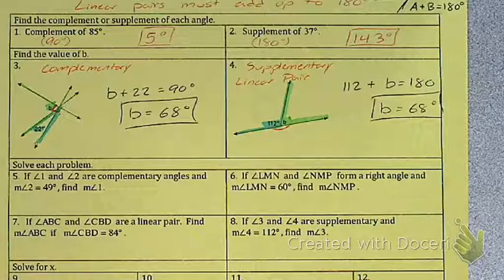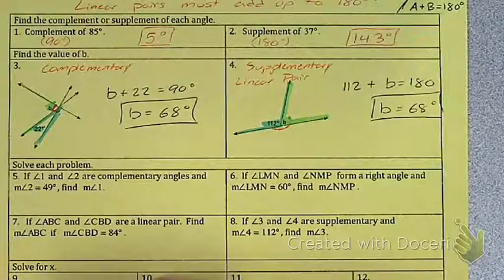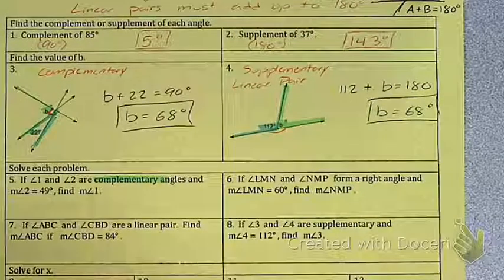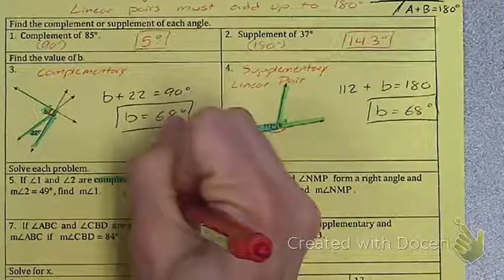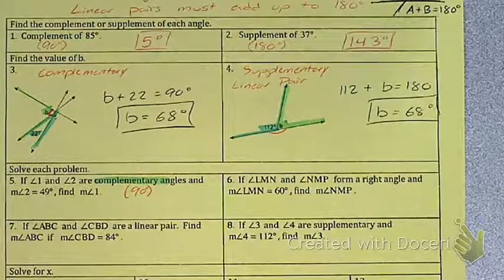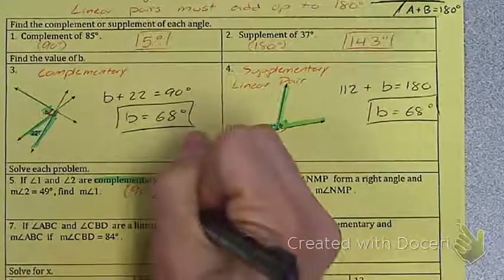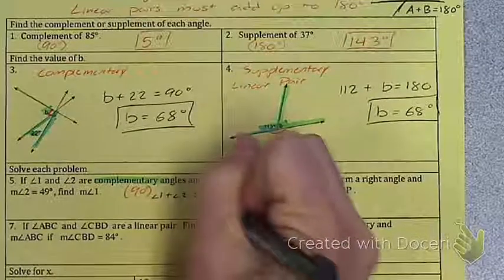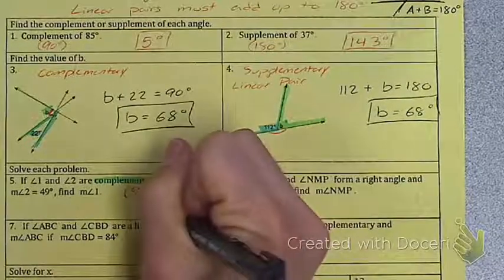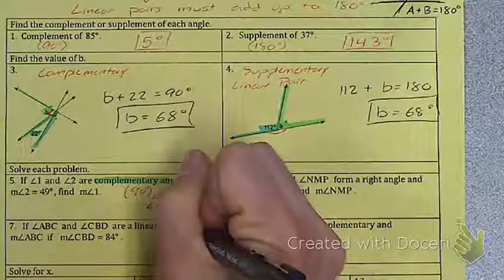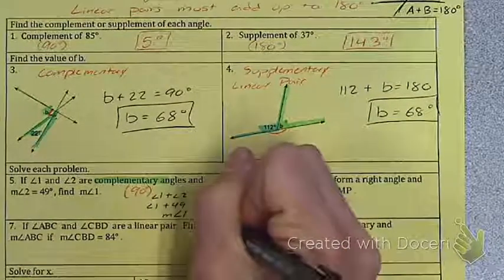For 5 through 8, it's only words given to us that we need to understand what they mean. For example, number 5, if angle 1 and angle 2 are complementary, we have to know that that means 90 degrees. And measure of angle 2 is 49, find angle 1. So we know that angle 1 plus angle 2 has to equal 90. Angle 1 plus 49 has to equal 90. Therefore, the measure of angle 1 is 41 degrees.